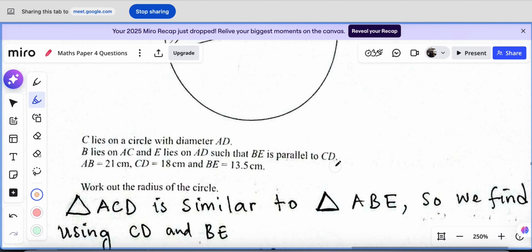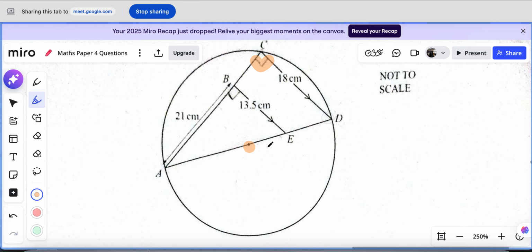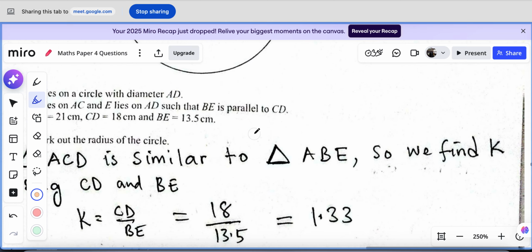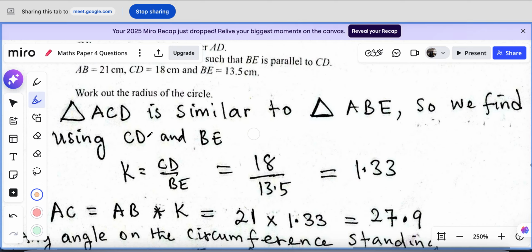Now it says work out the radius of the circle. I think we just find the diameter and then we divide by 2. To do that, the first thing we're going to do is find the scale factor. You can see the base of this triangle has been given as 80 centimeters. The base of the smaller triangle is 30.5. So we use these two bases to find the scale factor. This is similarity, so triangle ACD is similar to triangle ABE. So we find the scale factor K using CD and BE.